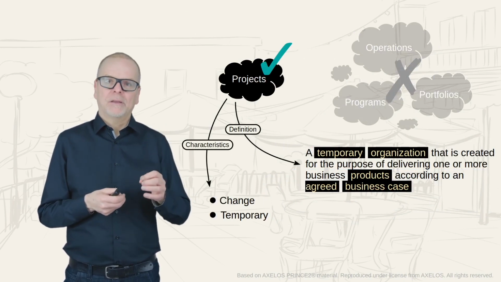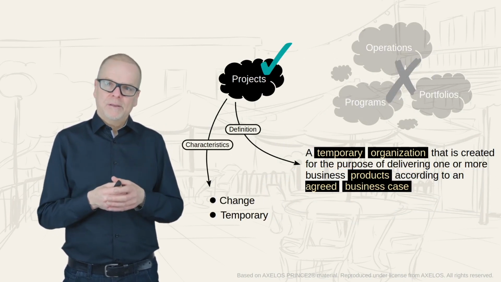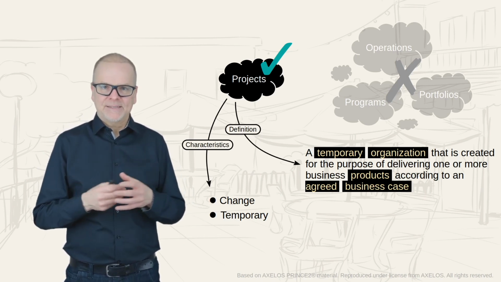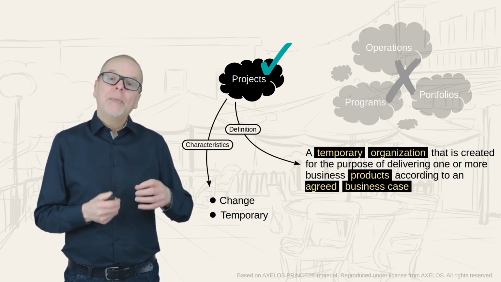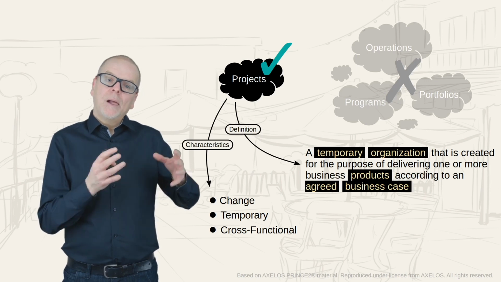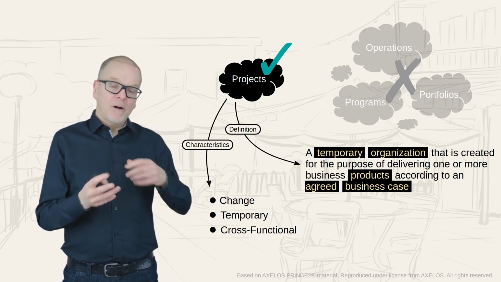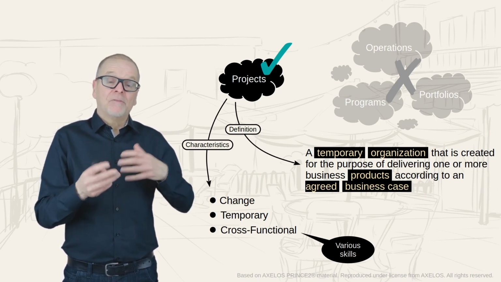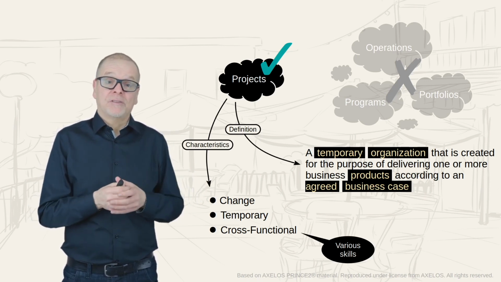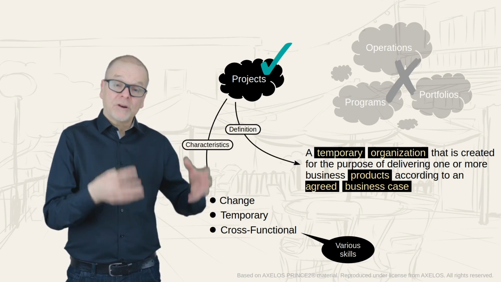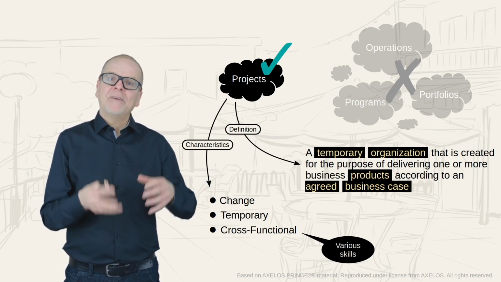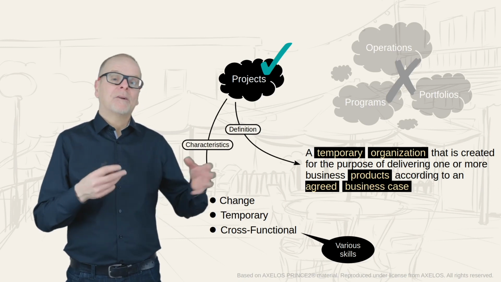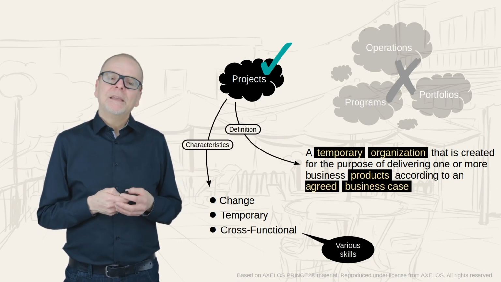Then we have temporary. We've discussed temporary already, but projects have a definite start and a definite end date. That's the idea behind temporary. Then cross-functional. A project involves people with different skills from different areas of the organization, or even from different organizations, that come together and work together during the project. And then after the project, they go back to their normal jobs. So that's what we mean by cross-functional. Next is unique.